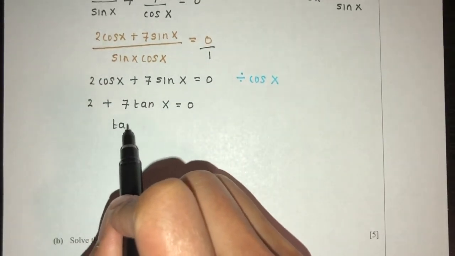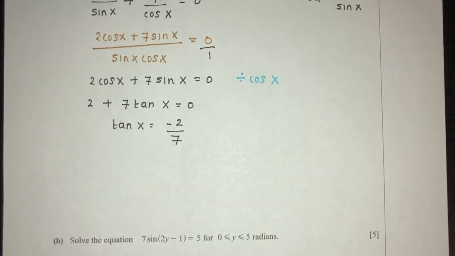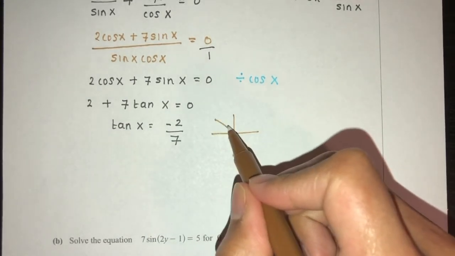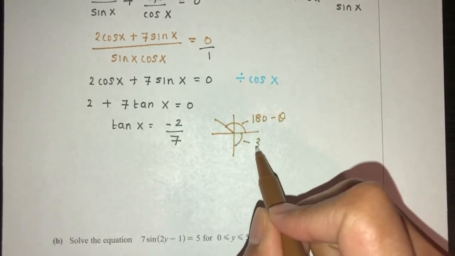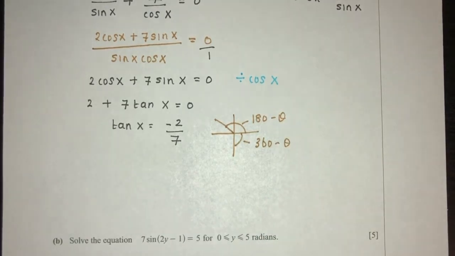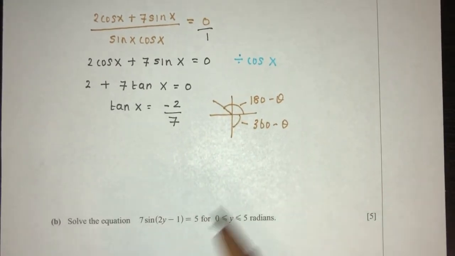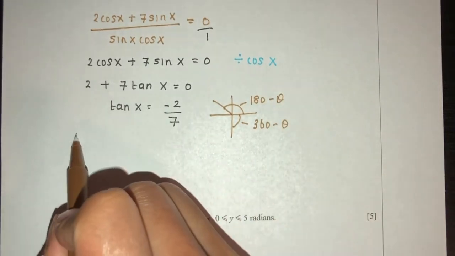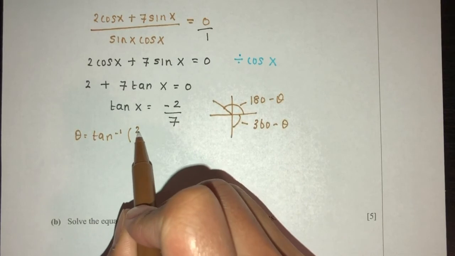So tan of x is equal to minus 2 over 7. Whenever you have something minus, you know that tan will be in the second quadrant, which is 180 minus theta, and fourth quadrant, which is 360 minus theta. Whenever you have the value minus here, I advise to use this method. It is kind of easier to understand because you always use the same method. So let's first find the value of theta. It is not x, so theta is tan inverse of taking the positive value, which is 2 over 7.